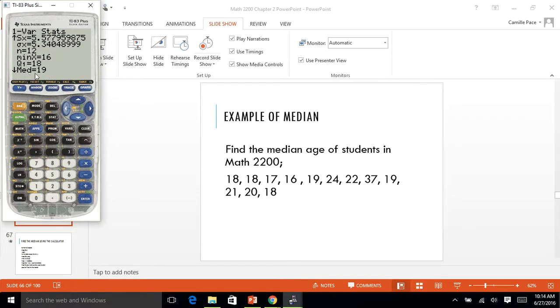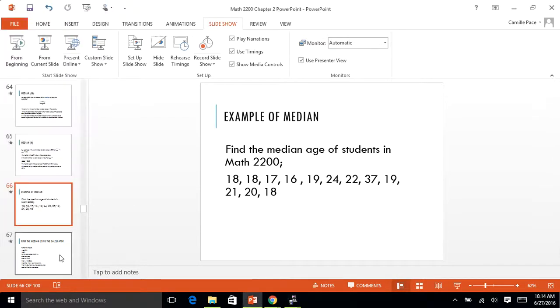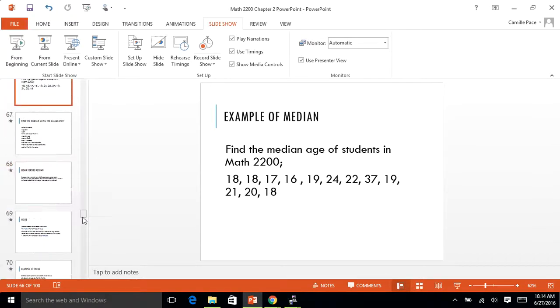It says MED. I didn't have to do it by hand. I didn't have to order the data. I didn't even have to worry about the number of data values in the data set. Don't do that. Just put it in the calculator, and it makes your life so much easier. Okay, and I have more instructions on how to put it in the calculator.